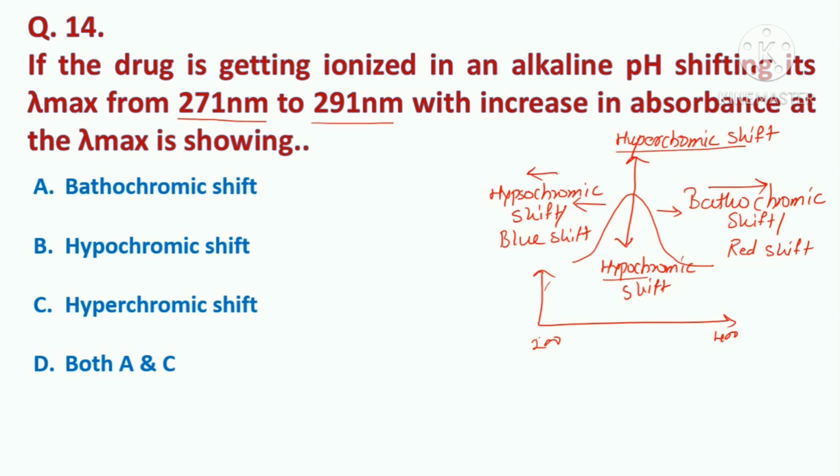So with that, what will be the answer here? The lambda max is shifting from 271 to 291 with increase in absorbance. So absorbance is increasing, so it is a hyperchromic shift, as well as the lambda max is shifting from shorter to higher wavelength, so it is a bathochromic shift. So the correct option here is both A and C, where we have a bathochromic and hyperchromic shift. It is not a hypochromic shift.